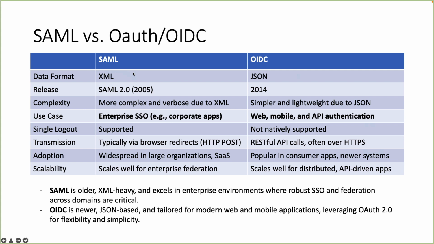But here we just compare the difference between those two. So SAML is XML based, while OIDC is JSON based. That's basically the data format, how the data is exchanged between parties. And the release date of SAML 2.0 is 2005, and OIDC is 2014. As you can see, OIDC is a more modern protocol compared to SAML. And complexity wise, SAML is more complex and verbose due to XML, but OIDC is simpler and lightweight due to its JSON format.